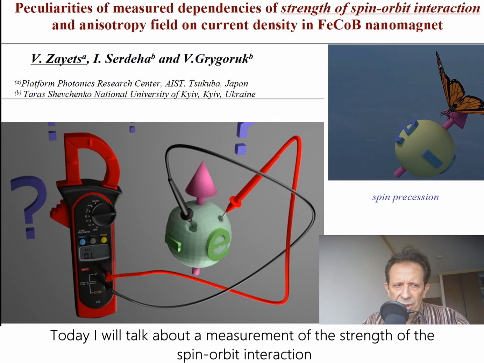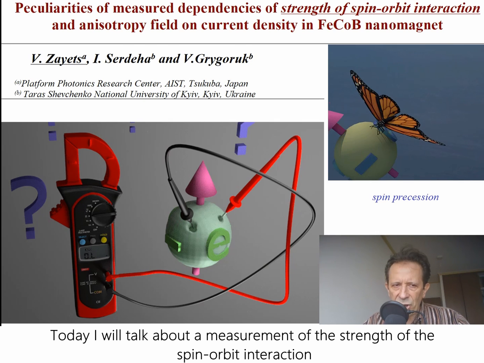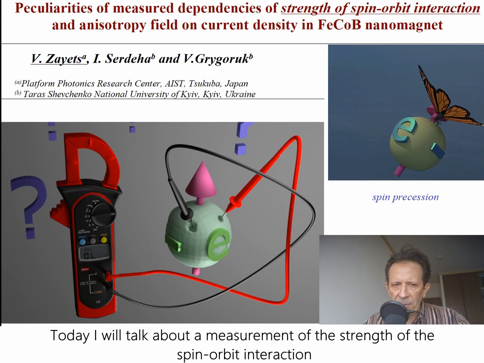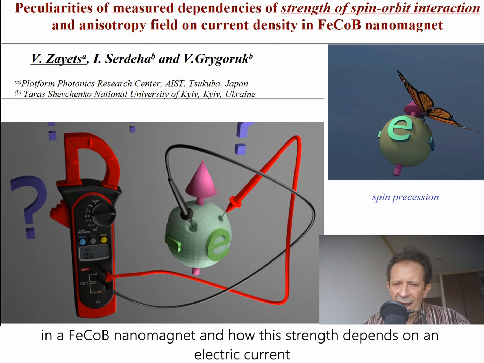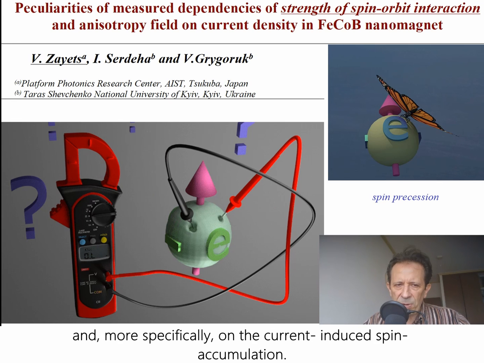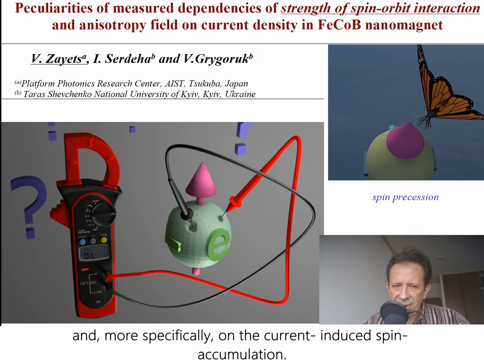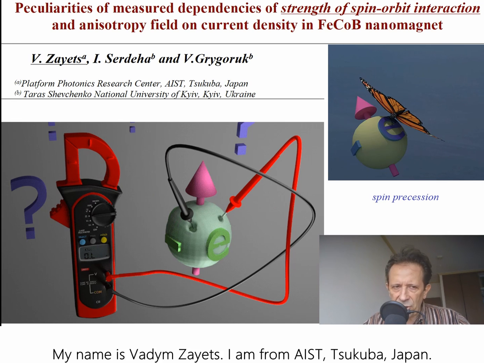Good afternoon. Today I will talk about a measurement of the strength of the spin-orbit interaction in iron cobalt boron nanomagnet and how this strength depends on electrical current and more specifically on the current-induced spin accumulation.